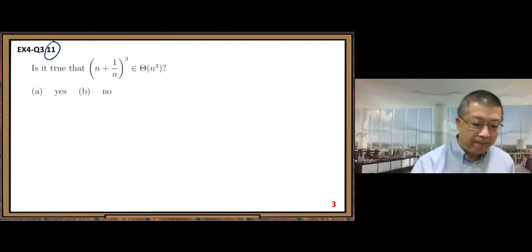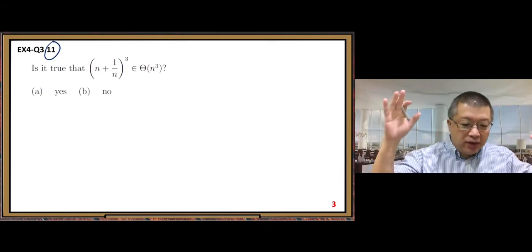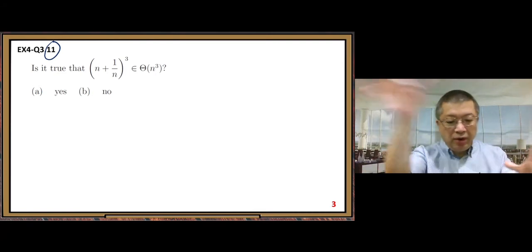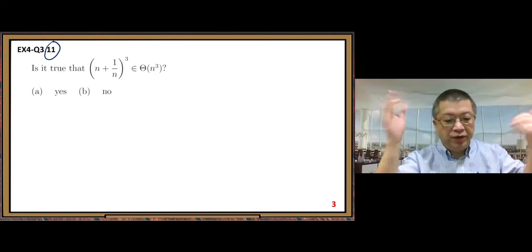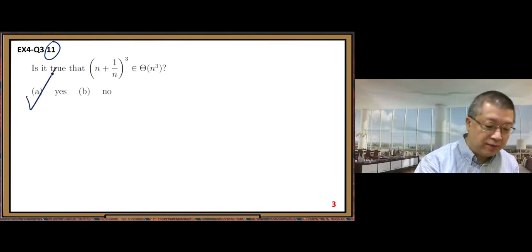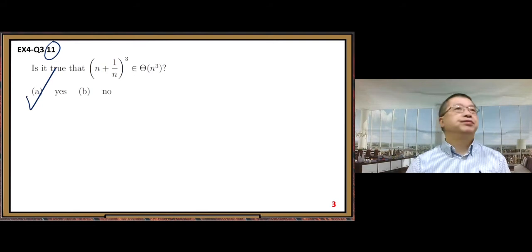All right, so here, this question: is it true that (n plus 1 over n) cubed belongs to big theta of n cubed? By intuition, it is true, right? Yes. But I need to explain why it is true.